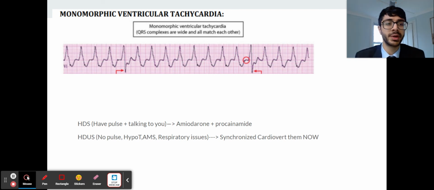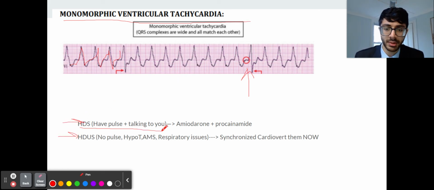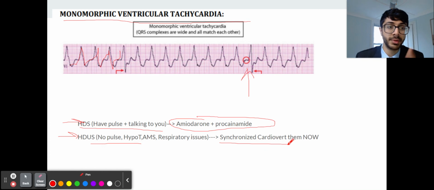V tach is ventricles going very fast, and the ventricles are all beating very similarly. Do you see how everything is similar? So this is monomorphic V tach. And this thing it's showing you, which is a little different, is just a fusion beat or something. So for monomorphic V tach, here's what you're going to do. You see this rhythm, you ask, is the patient hemodynamically stable or unstable? If they're stable, they get amiodarone and procainamide. If they're unstable, you're going to synchronized cardiovert them. Remember, synchronized cardioversion is much more common than unsynchronized.